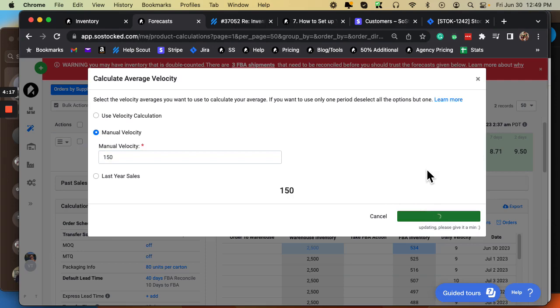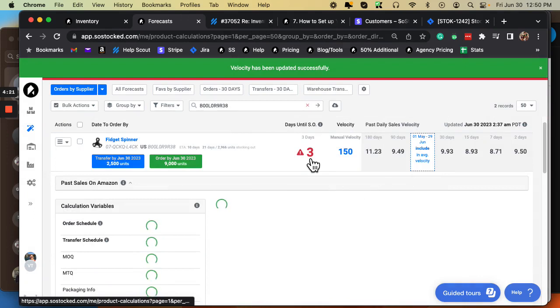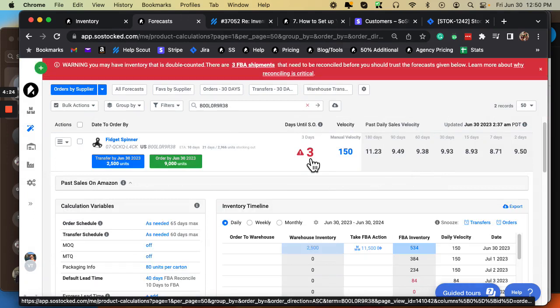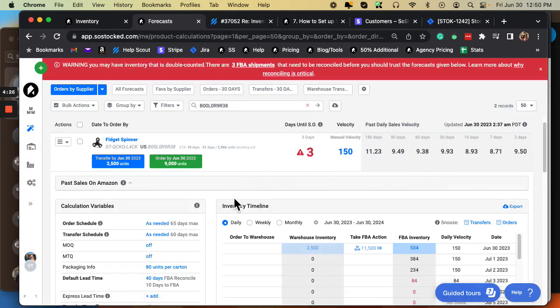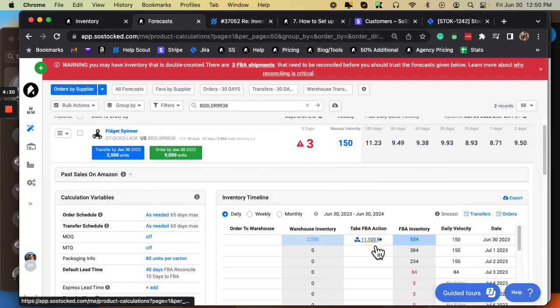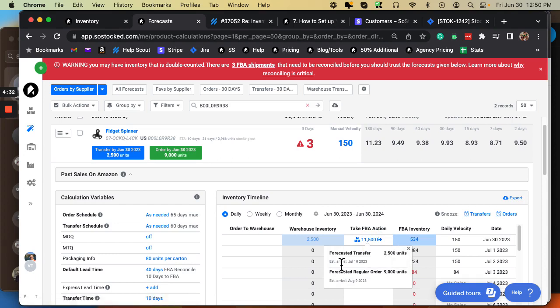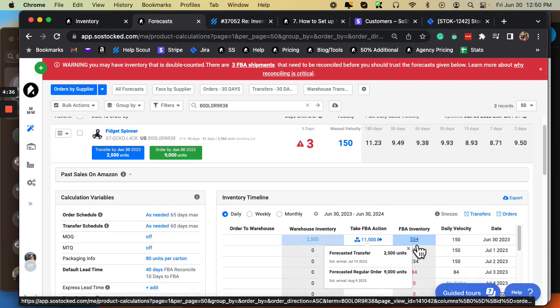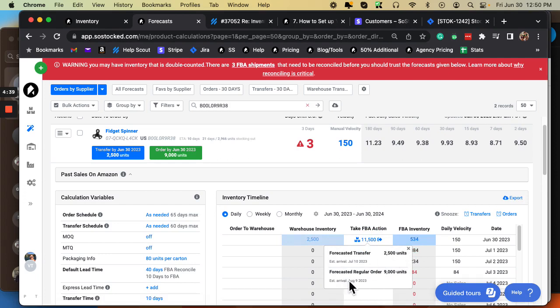This is going to illustrate the limitation, the limit of the whole model. What this is doing right now is telling us to transfer 100%. It says transfer all 2,500 units to the US, and then it also says to order another 9,000 units to Amazon. So that's adding it all up.